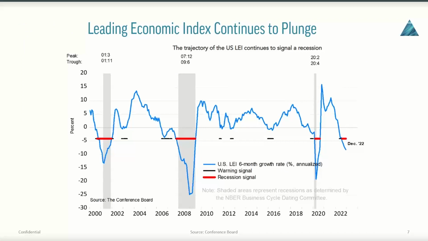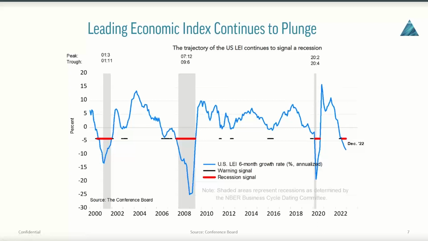Here's the other index that I'm watching here. This is the leading economic index, and that continues to plunge. You can see where that level is at. This is published by the Conference Board, and this number is well below average levels that is consistent with recession. This is their commentary right here. They themselves write that the trajectory of the U.S. LEI continues to signal a recession.